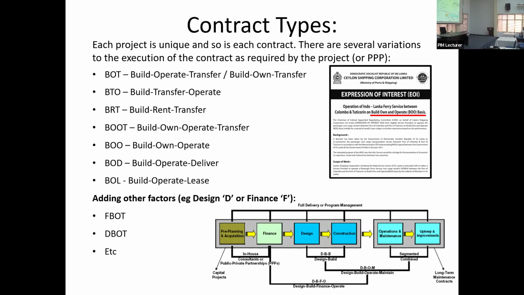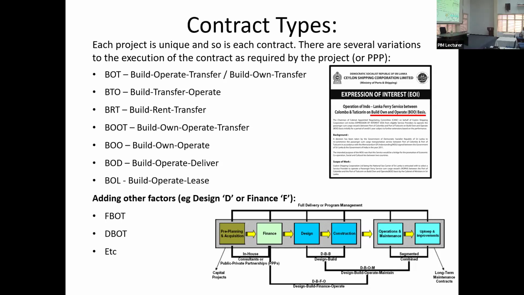What do I mean by that? So BOT, for example, says build, operate, and then transfer it. So here is a land for you, like the Katunayaka Highway. You build it, I don't have the money, you build it, I will give you the land. You operate for 10 years, but after that it is mine. So you collect the money for 10 years, after that it is mine. So build, operate, then transfer. It's not for you forever.